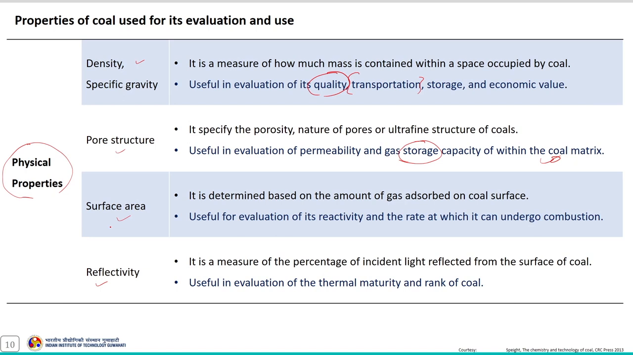Surface area is determined based on the amount of gas adsorbed on the coal surface, and it is used for the evaluation of its reactivity and the rate at which it can undergo combustion. While the reflectivity is a measure of the percentage of incident light reflected from the surface of the coal, and it is used in the evaluation of thermal maturity, and also it is considered as one of the parameters while ranking the coal.